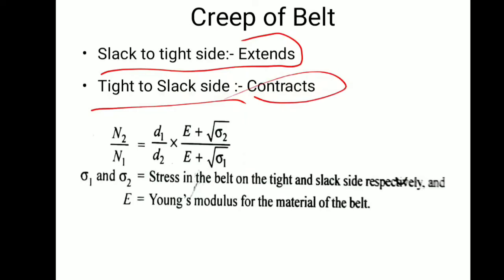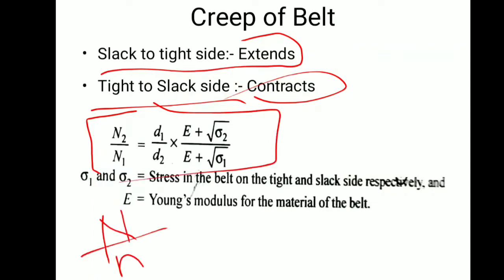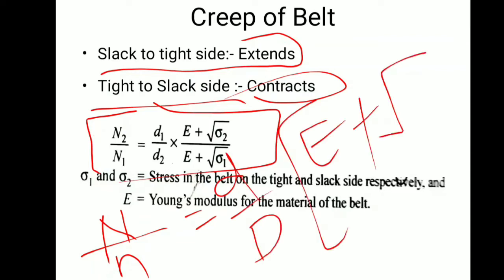So creeping is calculated as N2 by N1, that is RPM of second pulley divided by RPM of first pulley, is equal to D1 by D2. You can write this equation in our case also. Likewise, I'll write capital N for the bigger pulley and small n for the smaller pulley, which is equal to small d divided by capital D, in brackets E, the modulus of elasticity or Young's modulus, plus stress in second divided by stress in first. So likewise you can write. The equation would be this.